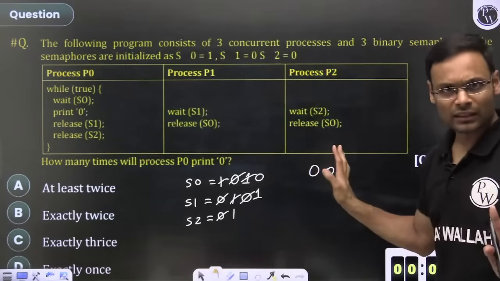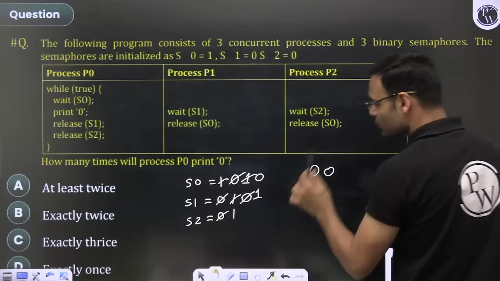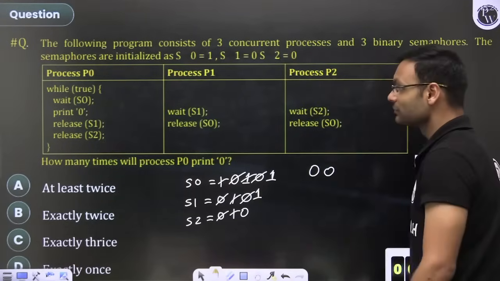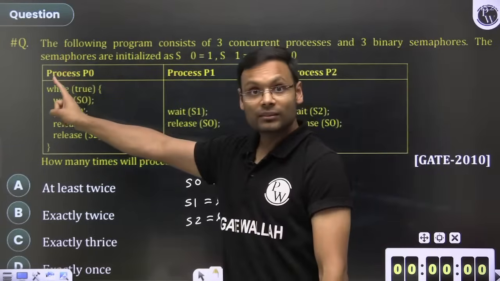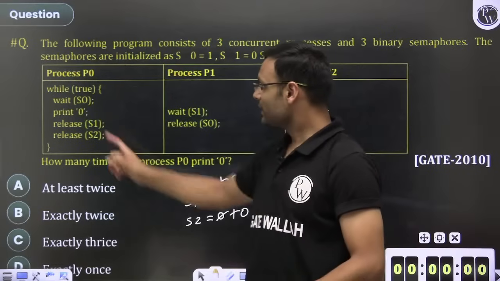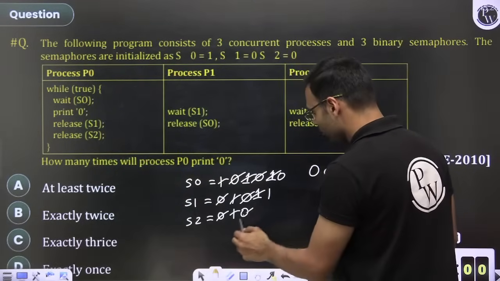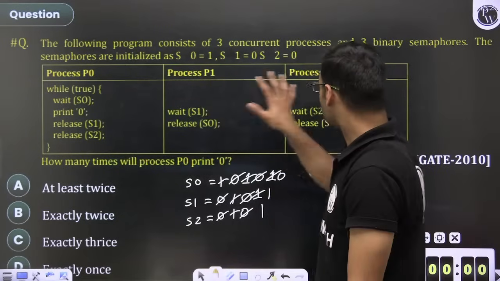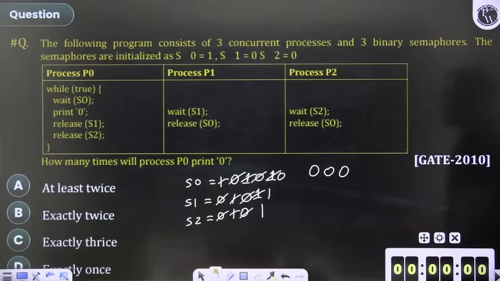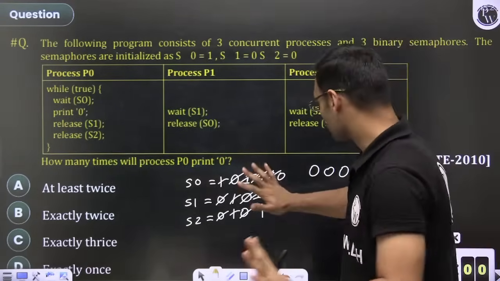Now only P2 can run. Yes, P2 will run. Wait S2, 0. Release S0, so S0 is again 1. So there is another chance for P0 to run. P0 runs: wait S0, yes, 0. Print 0, yes. Release S1 and S2, 1 and 1. Doesn't matter. Now P1 and P2 cannot run, just because there is no loop here. So 3 times 0 can be printed. This is one of the ways.